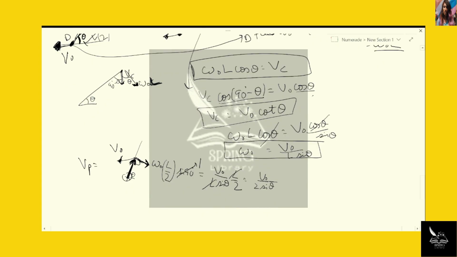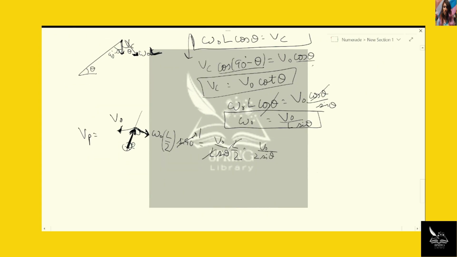The magnitude will be omega naught times the radius, L by 2, times sine of 90 degrees, which is just 1. So this will be equal to V naught over L sine theta times L over 2. So V naught over 2 sine theta. Okay, so what is the total velocity here? So we should write this in terms of vectors. So these are the two vectors we are trying to add.